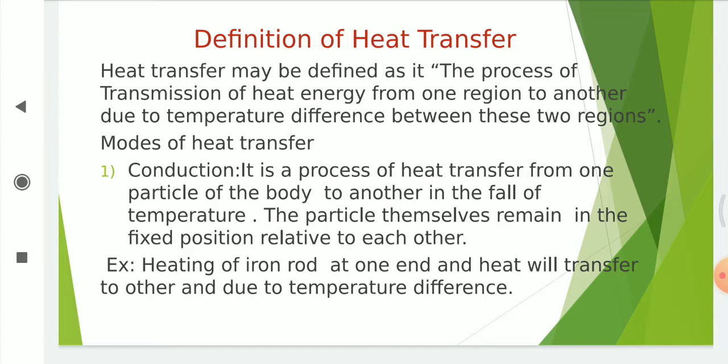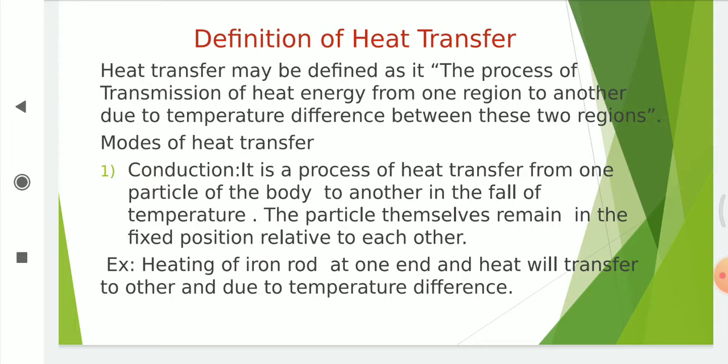Means in this mode, heat transfer takes place by heating the neighboring particles, and heat transfers from one end to another end. In this mode the particles remain in a fixed position, meaning there is no actual movement of particles from the high temperature to the low temperature region. Simply by heating the neighboring particles, heat will transfer from high temperature to low temperature.